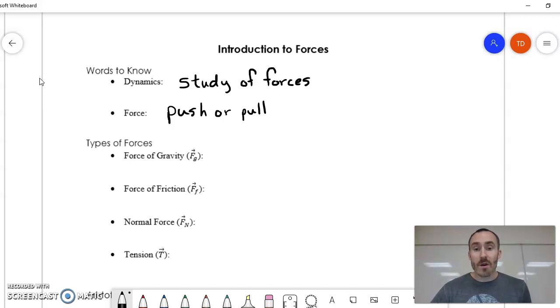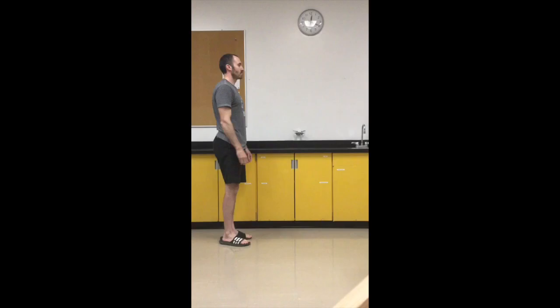So we're going to talk about a bunch of different kinds of forces. We're going to talk about the force of gravity, the force of friction, the normal force, and tension. Now let me show you a few ways those things can be applied. The force of gravity is the force that causes two masses to be attracted to one another. In this case, the golf ball to the earth.